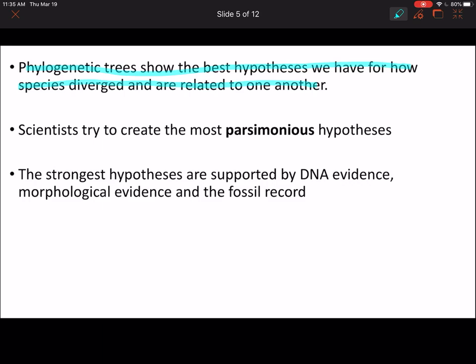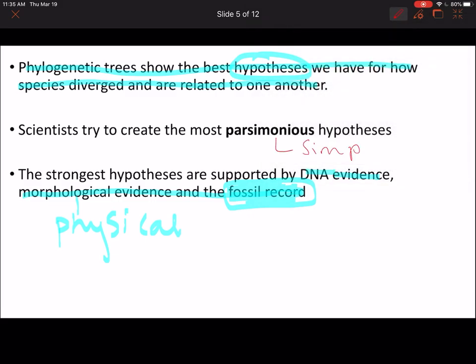Phylogenetic trees show the best hypotheses we have for how species diverge and are related to one another. What that means is that we use a bunch of pieces of evidence: DNA evidence, morphological or physical evidence, as well as the fossil record, which we're going to learn a ton about on Friday. We use all of these pieces together to figure out the best hypothesis to explain how different species are related by common ancestors over evolutionary time. And what we try to do is go for the most parsimonious, or the most simple, hypothesis that we can. You're going to learn all about parsimony in the lab that you do today.